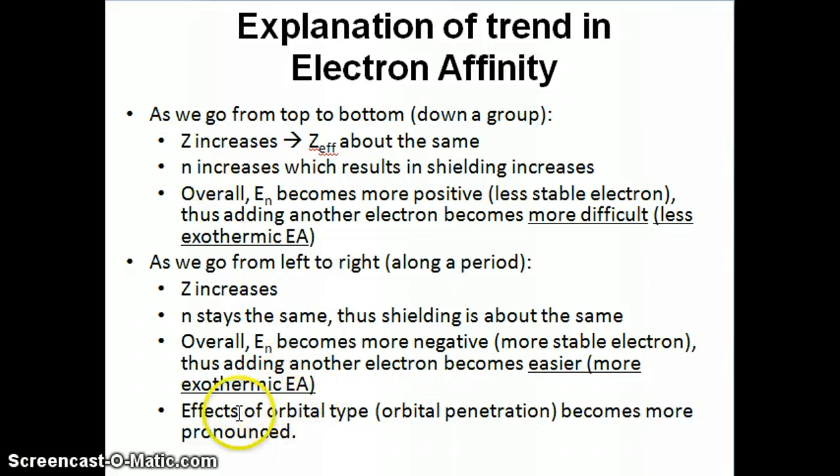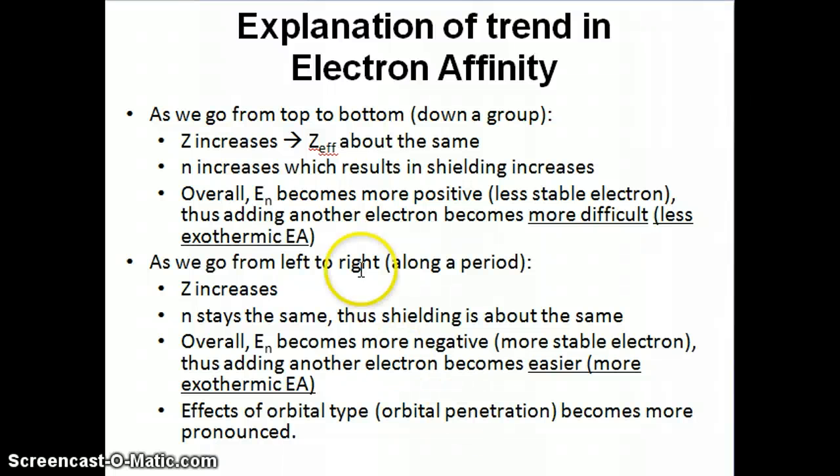And again, there are certain effects of orbital type, i.e. orbital penetration. Again, if you're adding to an s versus a p orbital, for example, there might be differences in electron affinity energy. There might be exceptions, but the way you would explain these exceptions would be exactly the same as the way I explained those exceptions in ionization energy.